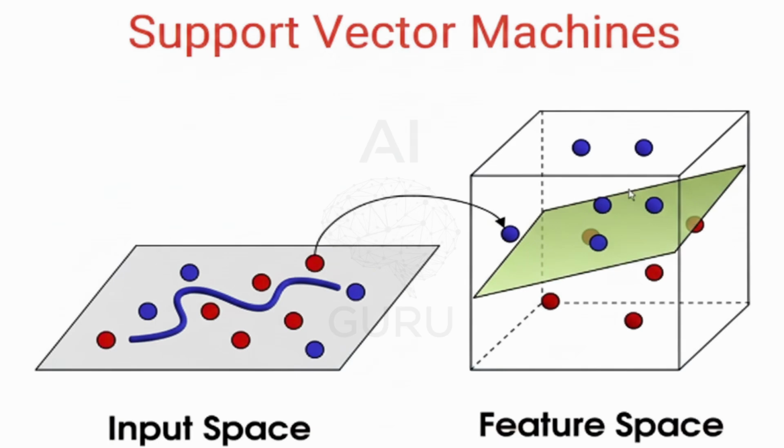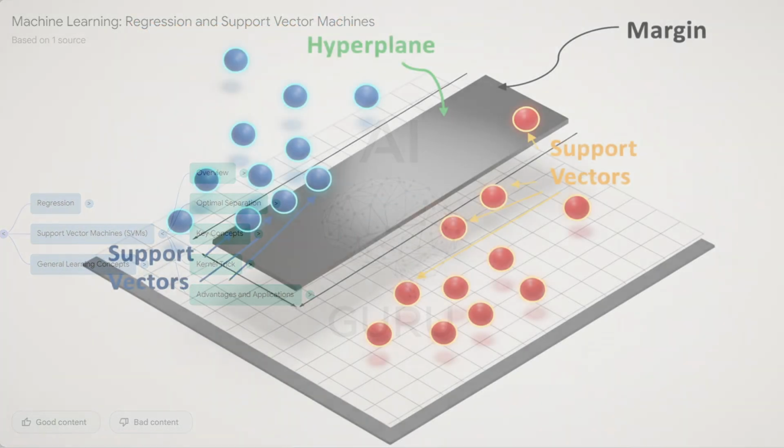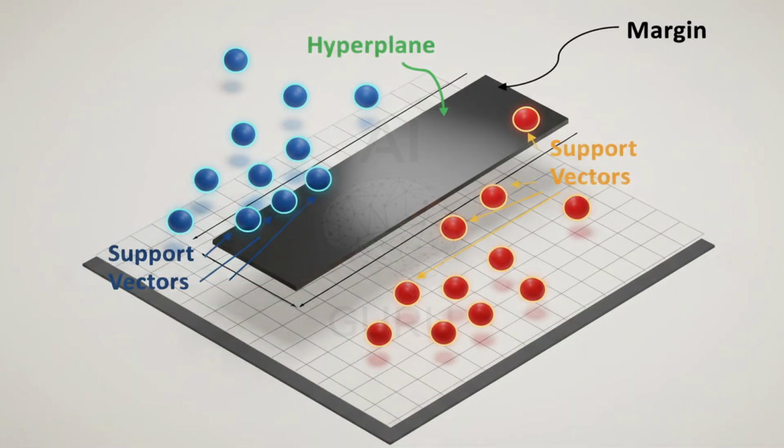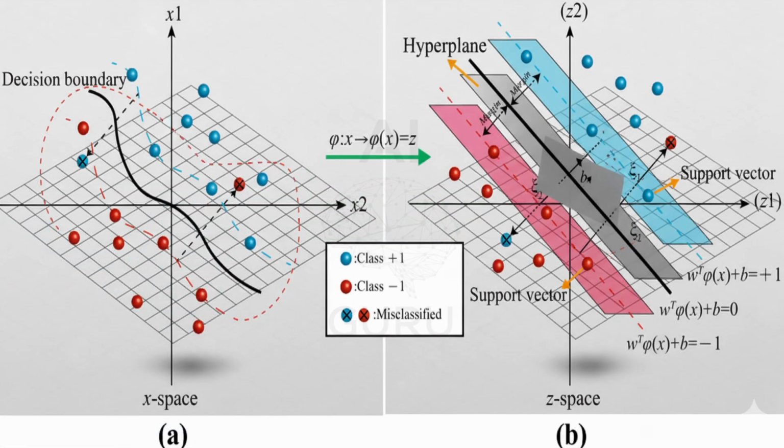SVMs. Right, we're shifting gears completely. We're moving from fitting a line through the data points to drawing a boundary between groups of data points. SVMs are primarily classification methods, though they can be adapted for regression too. Their main goal is to find the optimal separating hyperplane. Hyperplane. Okay, that's the technical term for the boundary. Line in 2D, plane in 3D, something higher dimensional if needed.